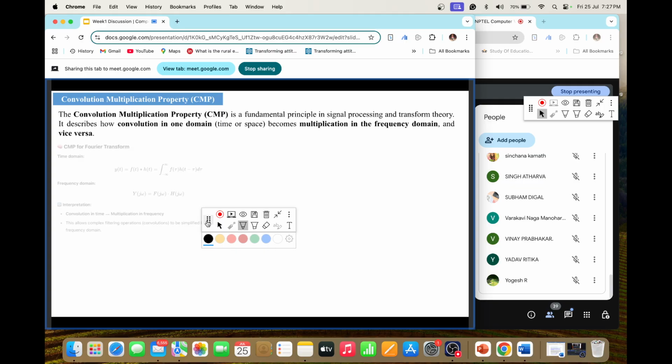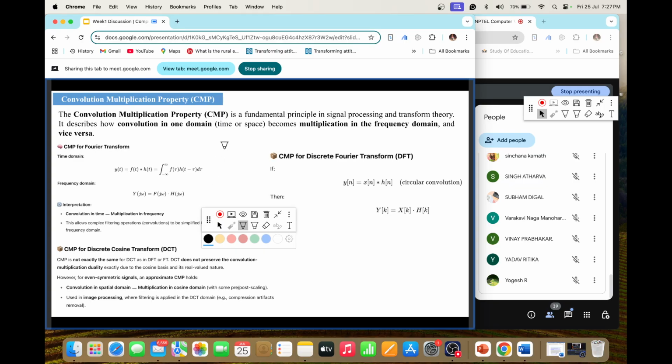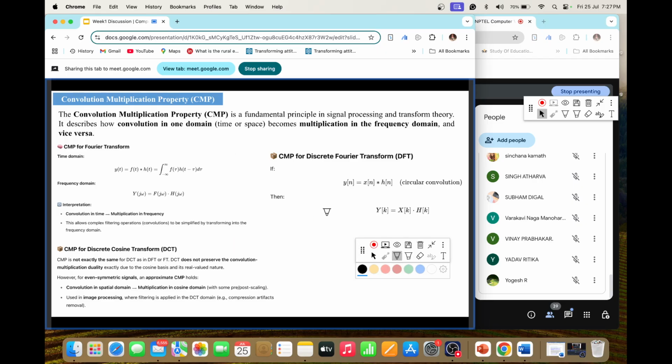Okay. Now this is the convolution multiplication property. Let's focus on this only, CMP for Fourier transform, that is important. I have told you about convolution previously, that consists of multiplication as well as addition. That is the true process. But when we convert from the time domain or spatial domain to the frequency domain, we can just multiply the Fourier transforms, and we will get the result. So our work will be easy.